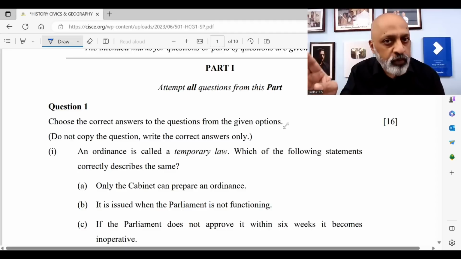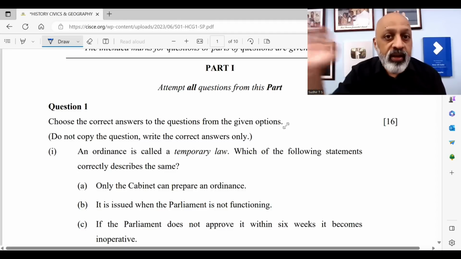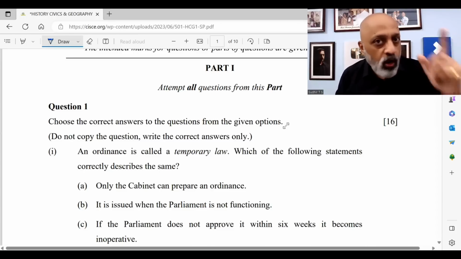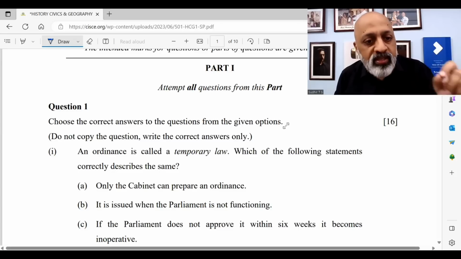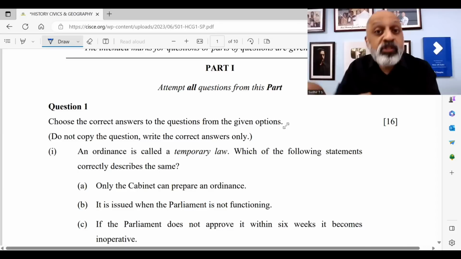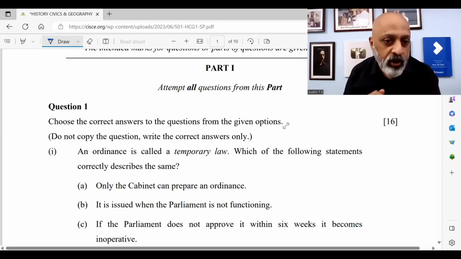तो अगर आपने definition पढ़ा है, so you would be able to straight away option B करके लिख के निकल जा सकते थे. अभी आपको थोड़ा सा सोचना पड़ेगा. Let me give you the example of the first question. An ordinance is called a temporary law. ये आपको मालूम है. Which of the following statements correctly describes the fact that it is a temporary law?